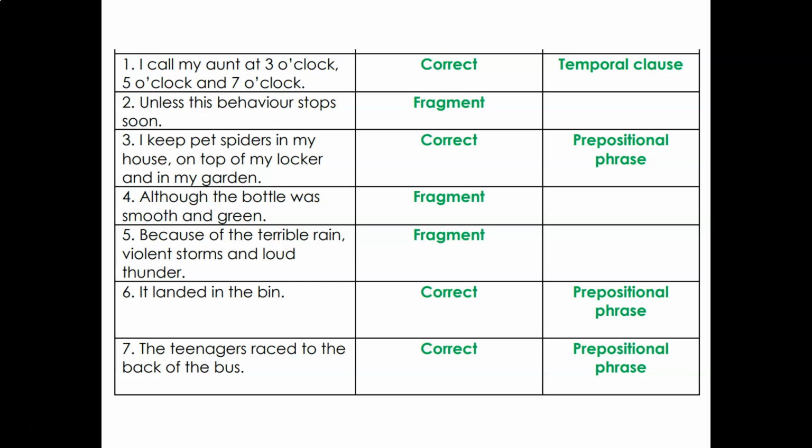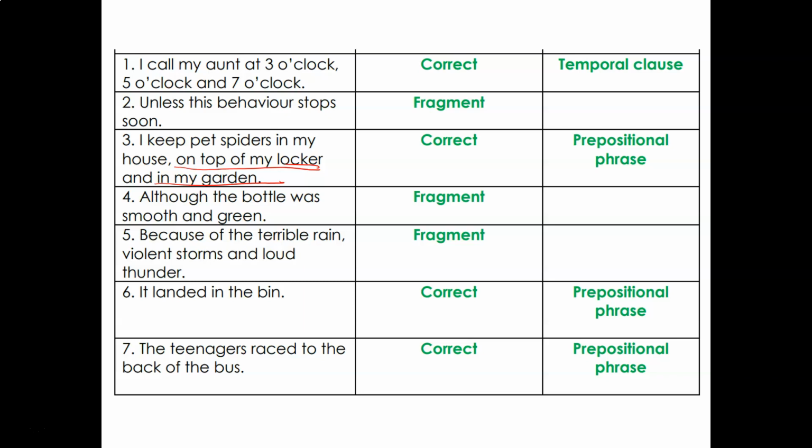Number 2, unless this behaviour stops soon, well, that doesn't make sense on its own. It is just a fragment. Number 3, that sentence is correct and it contains a prepositional phrase. It tells us where things happen. Look, on top of my locker and in my garden. Although the bottle was smooth and green, just a fragment. Number 5, also just a fragment. Doesn't make sense on its own.